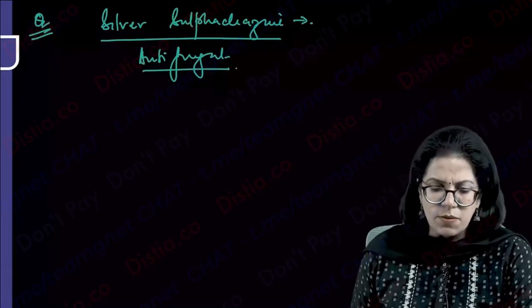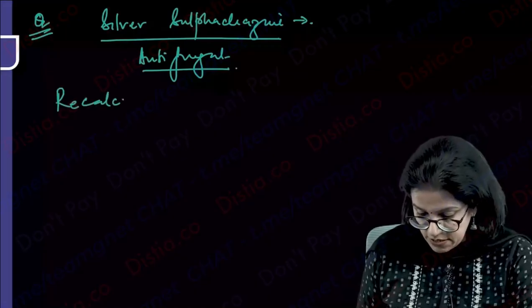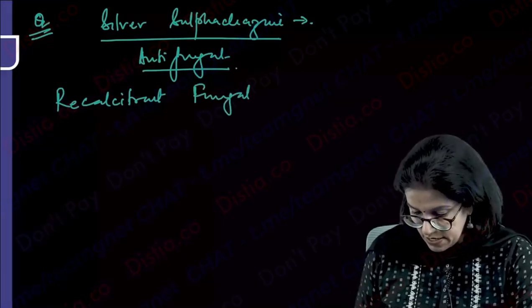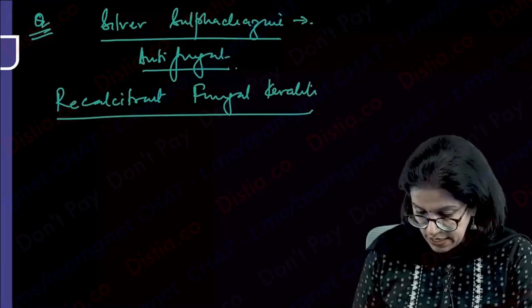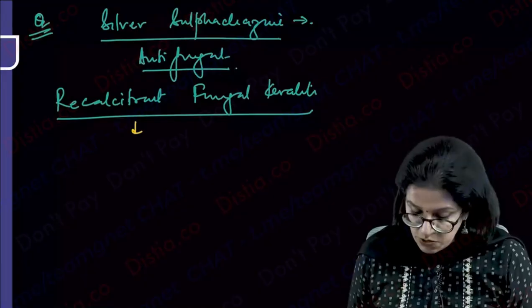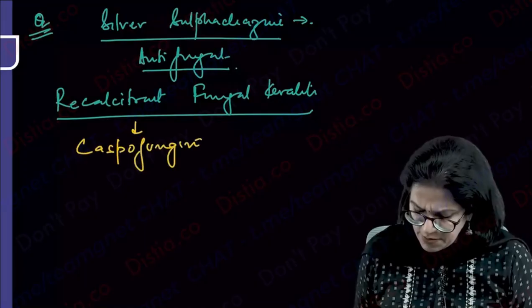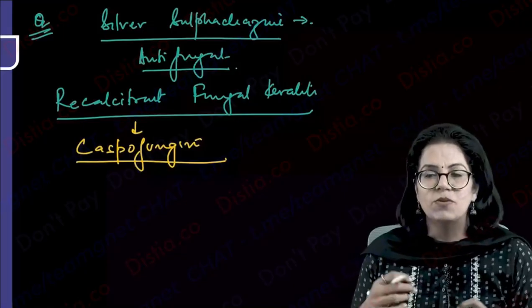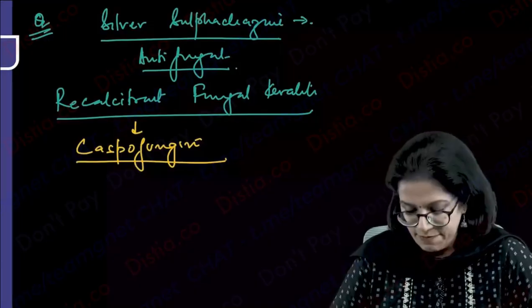Right, and in case of a very, very severe type of fungal infection, a recalcitrant fungal infection, then what we have to give here is one new name that you should know. The new drug is caspofungin. Just be familiar. I don't think they have ever asked you or will ask you, but we should always learn a little extra, right? So just one name, caspofungin.